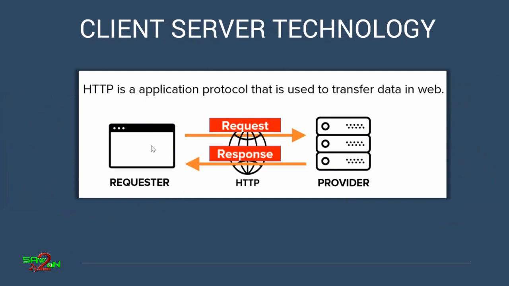In this client server technology, there is a requester and there is a provider, and the requester is always requesting information from the provider. The provider is basically a server sitting on the internet with some files in it. Once it gets those requests, it serves them by providing a response back to the requester. All this request and response communication happens over the protocol called HTTP. So whenever you see HTTP, remember that definition: the requester is requesting the information and the provider is sending the response to the requester.